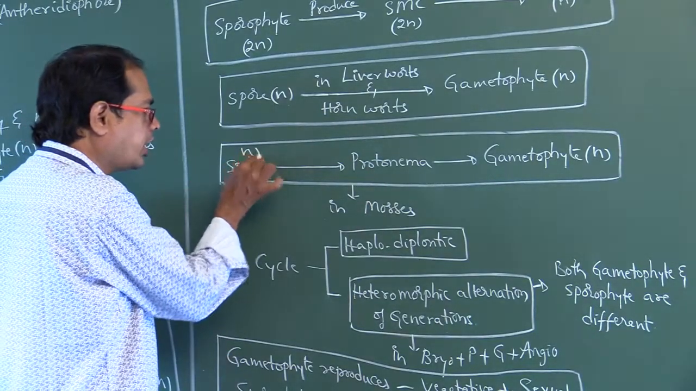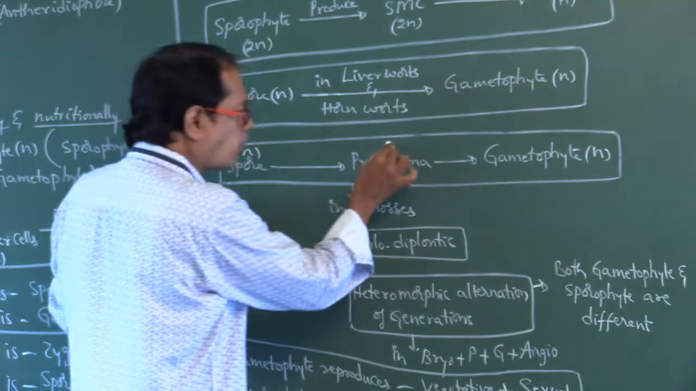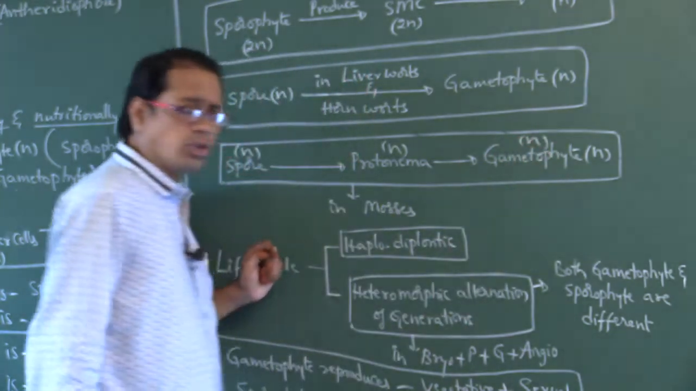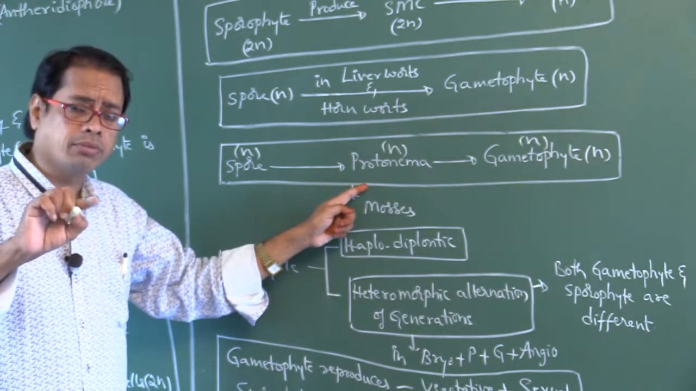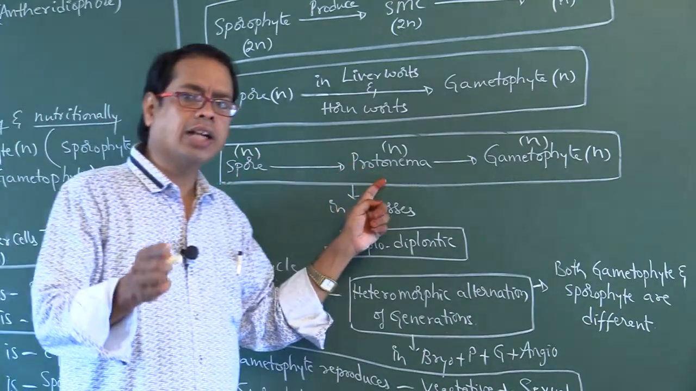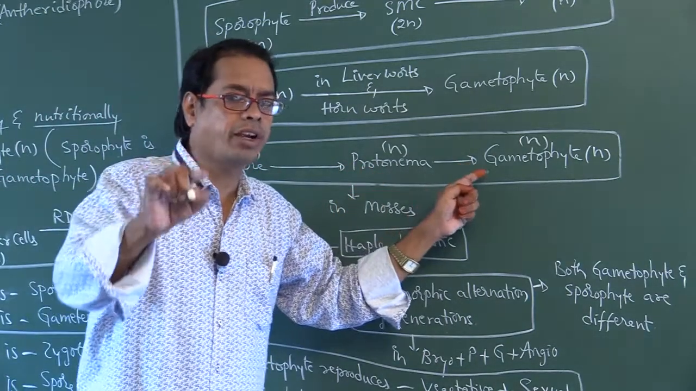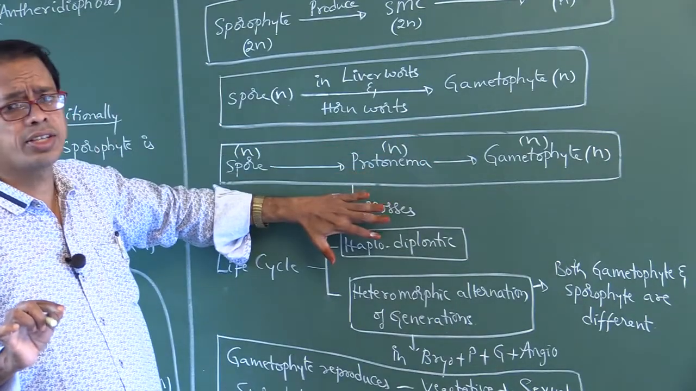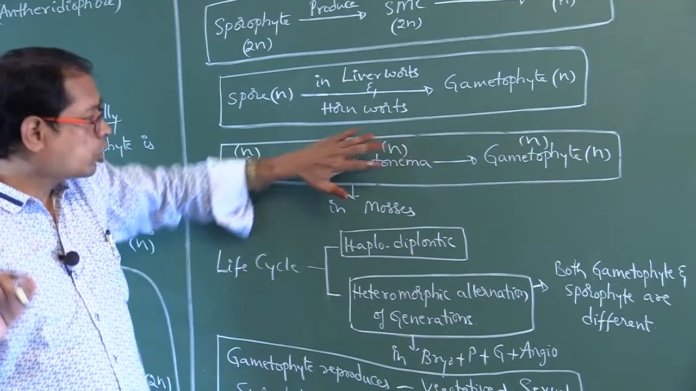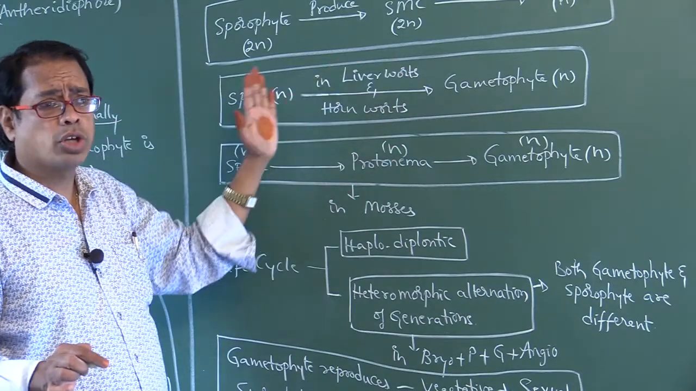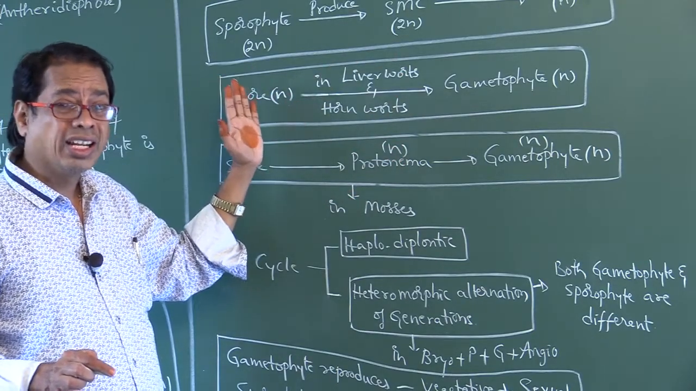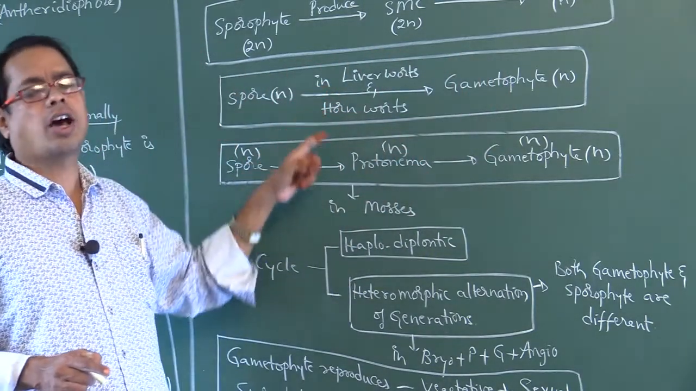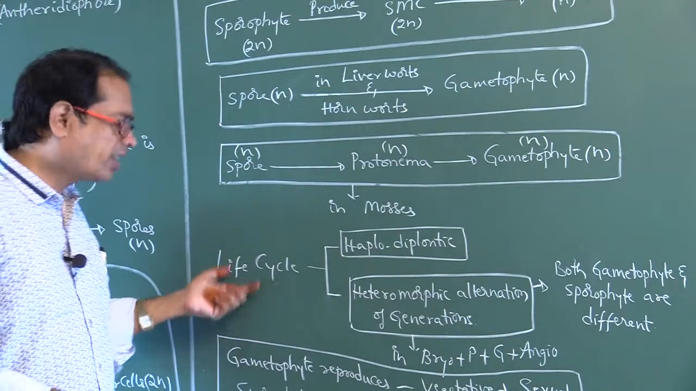Ploidy of spore is n. Protonema ploidy is n. Gametophyte ploidy is n. So, protonema is developed from spore. Protonema later on develops into the gametophyte. This protonema is found in the life cycle of mosses, that is Bryopsida. Protonema is not found in liverworts and hornworts, where the spore directly develops into the gametophyte. Okay? Right. What is the life cycle?